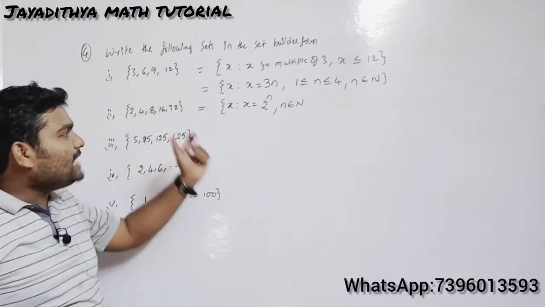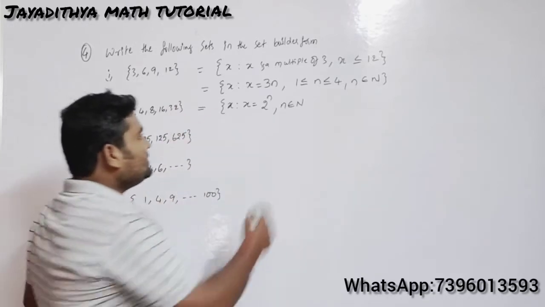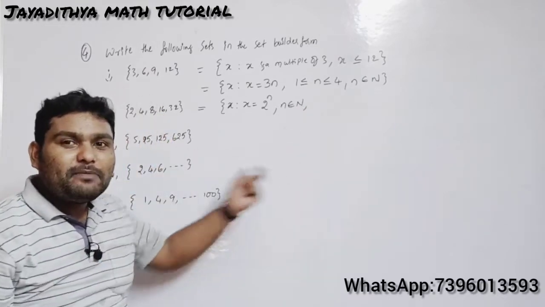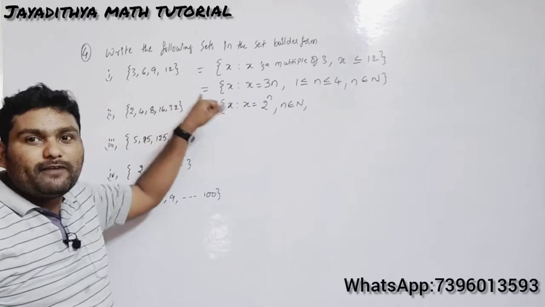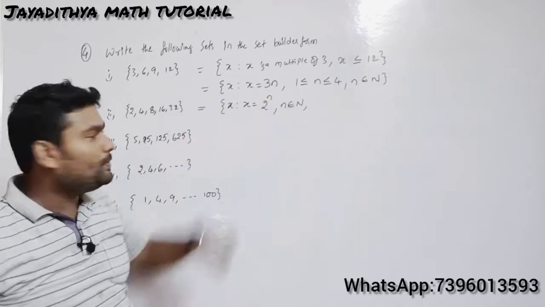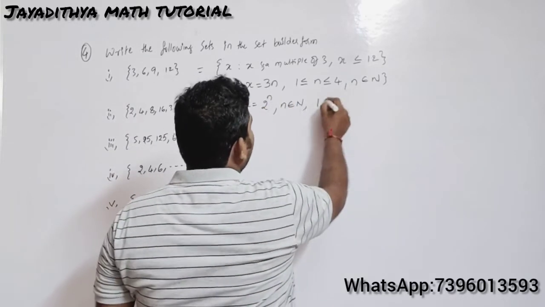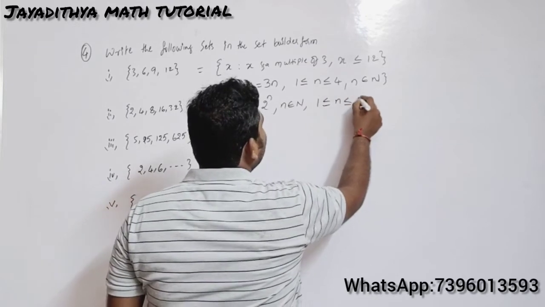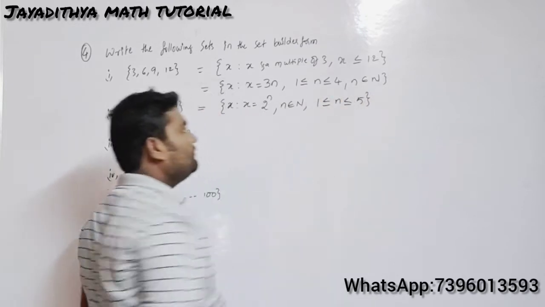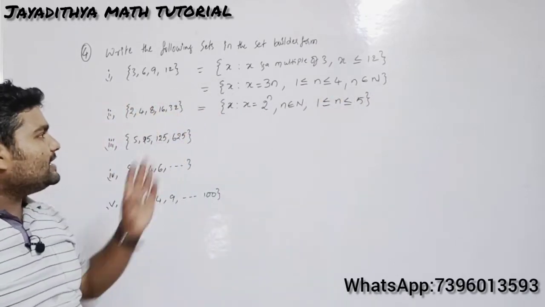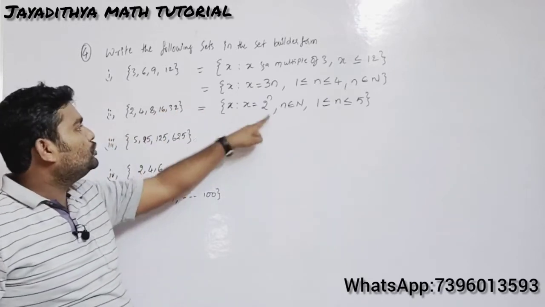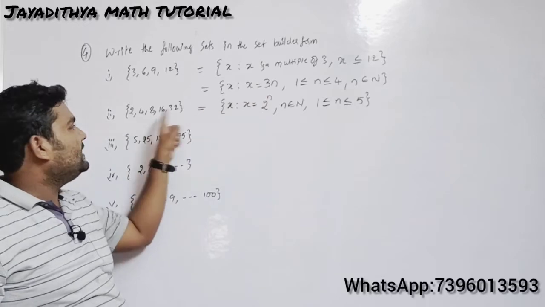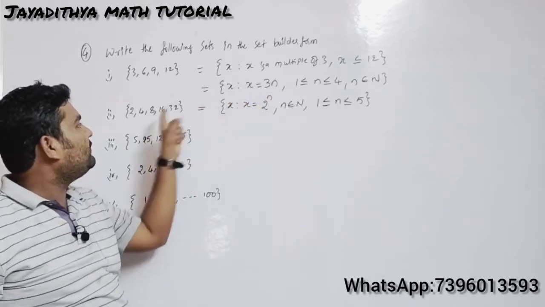So n belongs to natural numbers, and what values can n take here? n can have the values from 2 power 1 to 2 power 5. Again it is the same as the previous condition. So just mention here 1 less than or equal to n less than or equal to 5. You can take any value: 2 power 1 is 2, 2 power 2 is 4, 2 power 3 is 8, 2 power 4 is 16, 2 power 5 is 32.